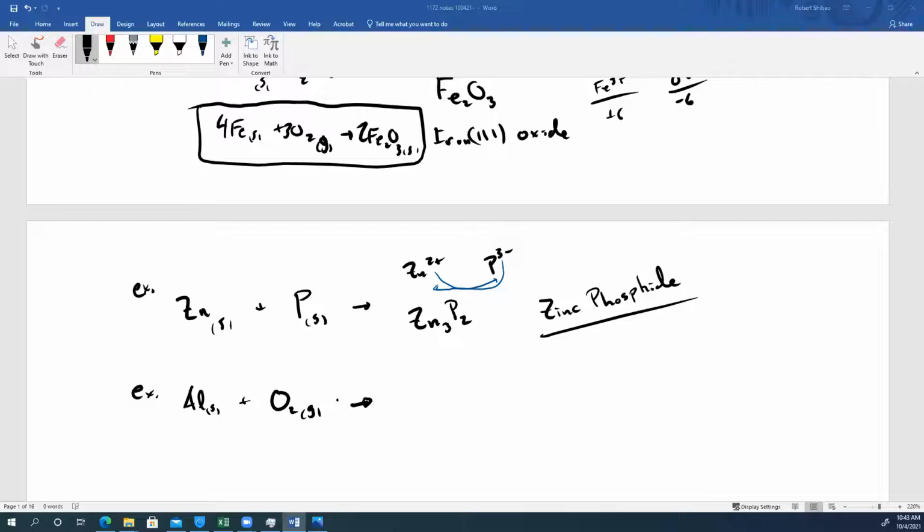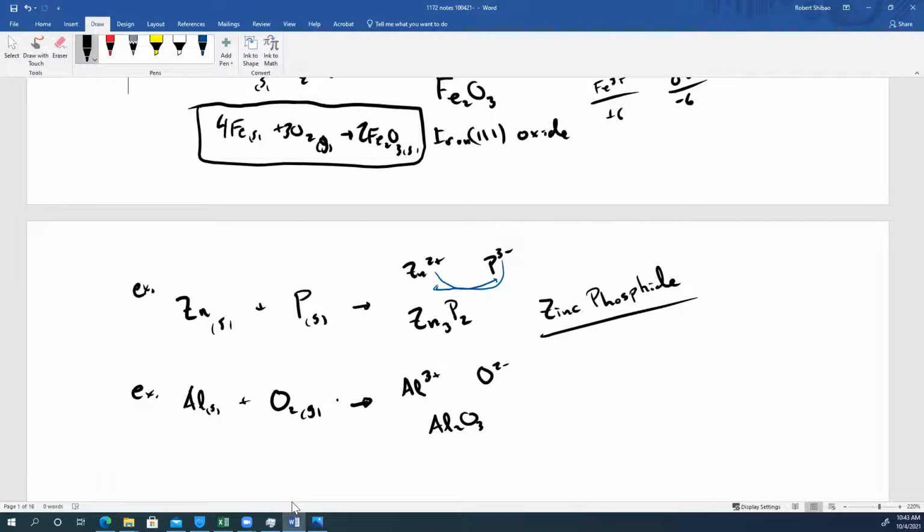All right, aluminum's fixed charge. Actually, switch that around. Aluminum is going to lose 3, not gain 3. So you would write Al3+. And then oxygen would gain 2, and so you'd have O2-. And then how many of each of these do we need? And so we could do this cross multiplying type deal and get Al2O3.